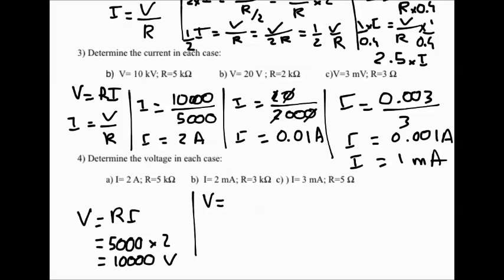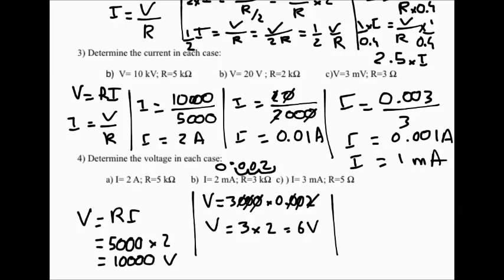Second one, R is 3,000 times 0.002, 10 to the minus 3, and you have 2, and you do 10 to the minus 3, you take the decimal point, 1, 2, 3, so you end up with 0.002. So what does this give me? 3 times 2, because these cancel each other, the 1,000 cancels the 10 to the minus 3. So I'm left with 6 volts.